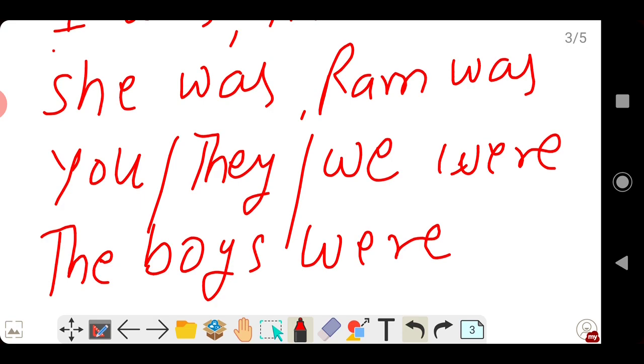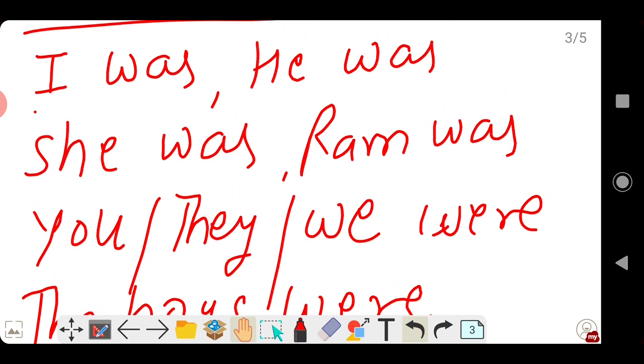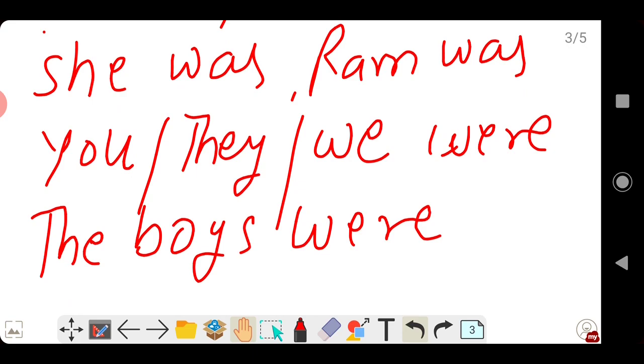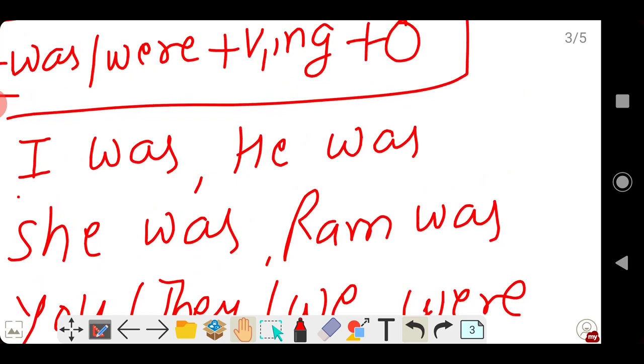So let me sum up all these things together. I is combined with was. I was, he was, she was, Ram was. You, they, we are combined with were. And plural things are combined with were also. So this was about the subject, how you can combine your subject with the auxiliary verb, with was and were. That was the structure.